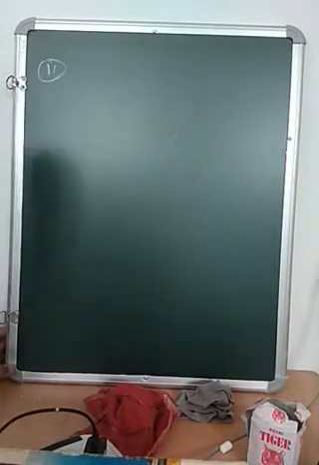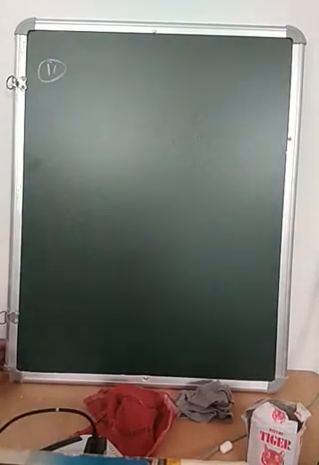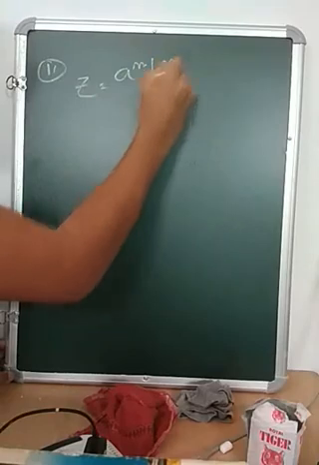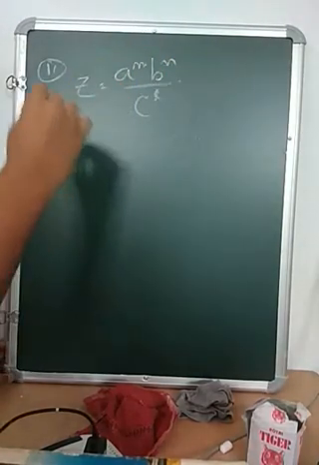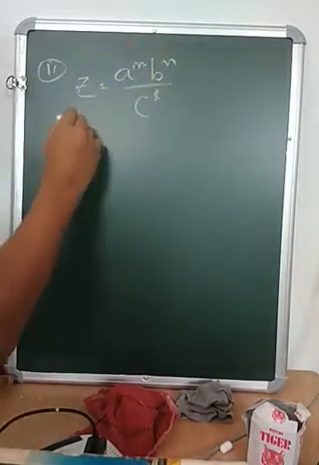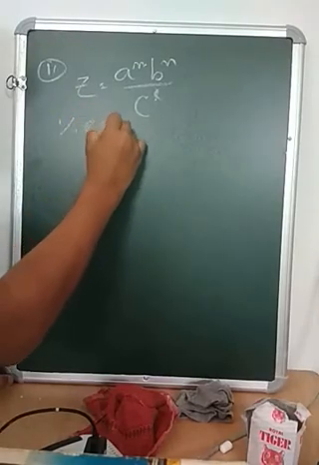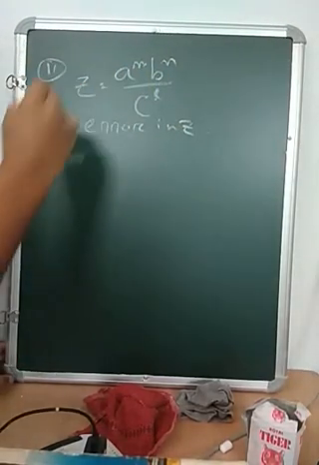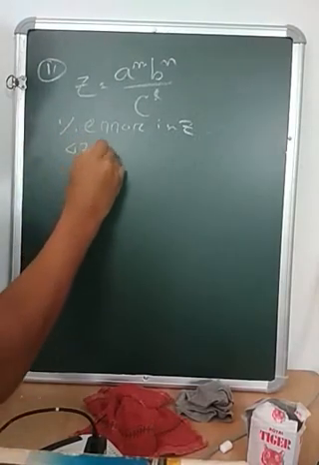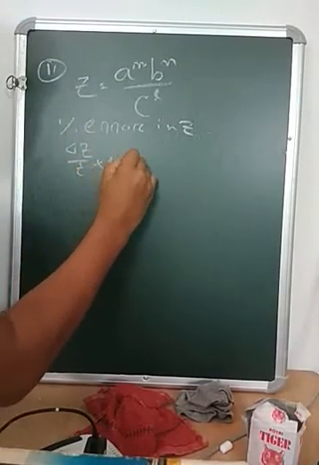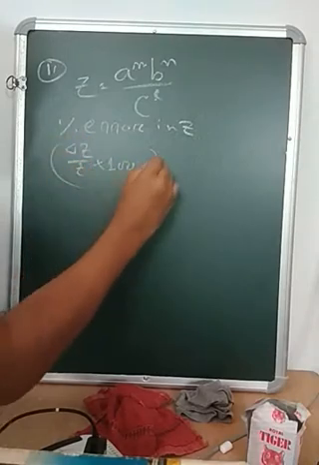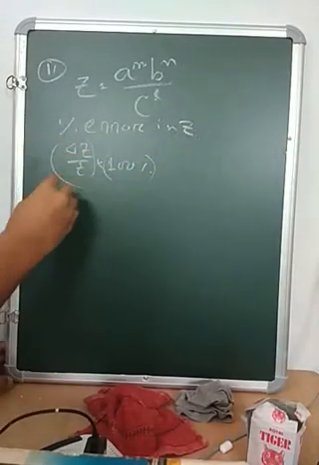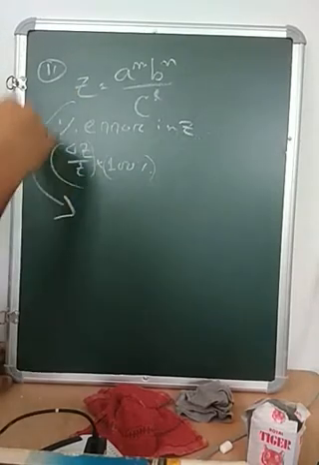The second question was: given z is equal to a to the power l, b to the power m, and c to the power n, you are asked to determine the percentage error in z. So what is percentage error? Delta z by z into 100%. This is the simple percentage error: relative error multiplied by 100%. So how do we do this?